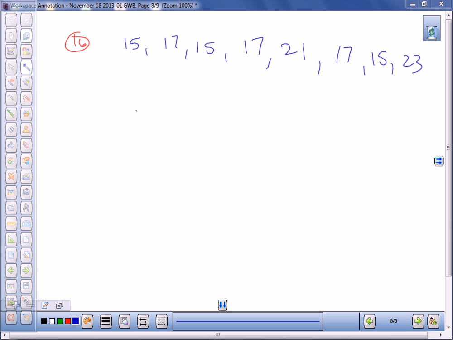Okay, once you have clear tables, look up. Awesome. Now go ahead and enter that data in L1. So go 15, enter. 17, enter. Enter all that data in L1, please. Okay, when you finish entering your data, please look up.